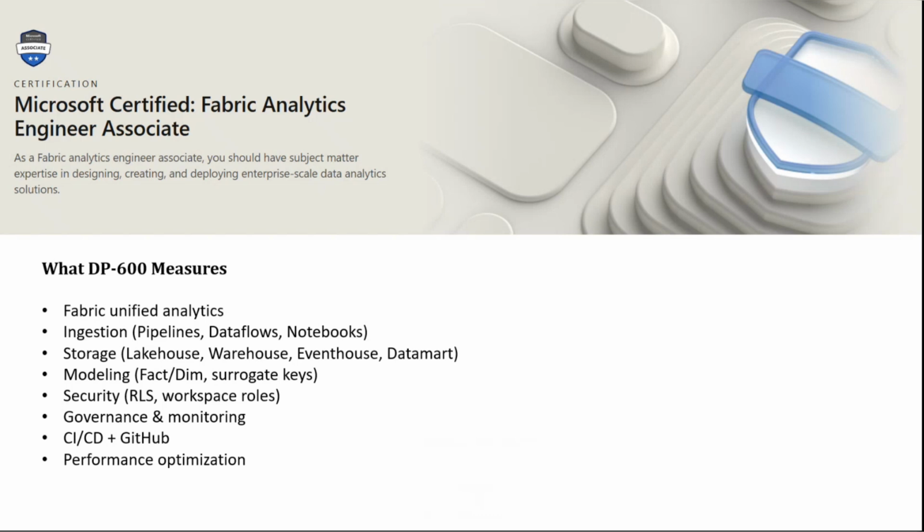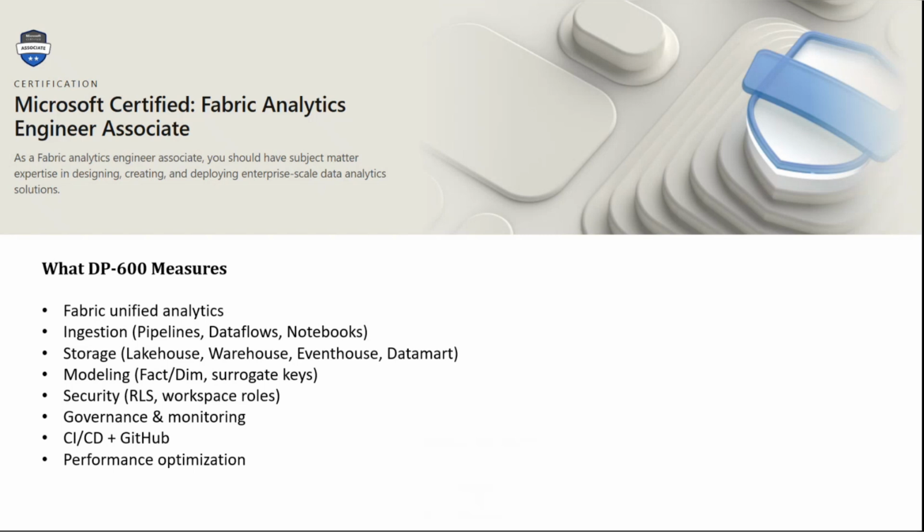Regarding storage, different layers of storage such as lakehouse, warehouse, and event house, which are all built on the model of OneLake. Again, questions regarding modeling such as fact, dimension, and key columns such as surrogate keys. Then security related things such as row level security, workspace roles, and item level security. And again, governance and monitoring, the Monitor Hub, Azure Purview, and CI/CD pipelines and GitHub integration, and finally the performance optimization part of Fabric.